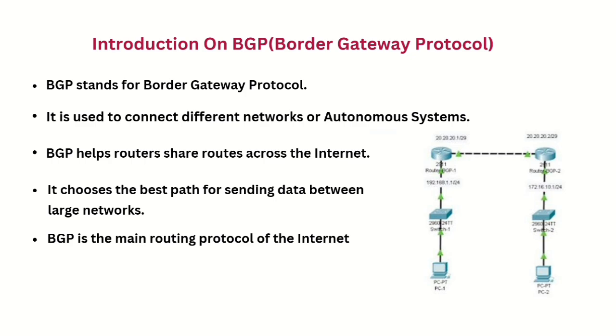Introduction to Border Gateway Protocol. It is used to connect different networks or autonomous systems. BGP helps routers share routes across the internet. It chooses the best path for sending data between large networks. BGP is the main routing protocol of the internet.